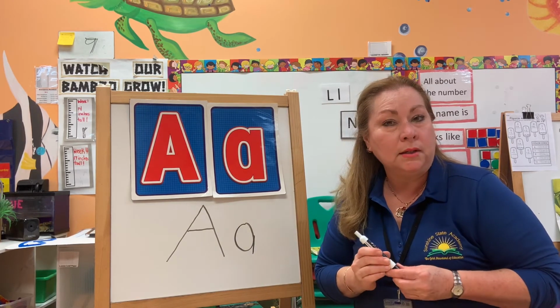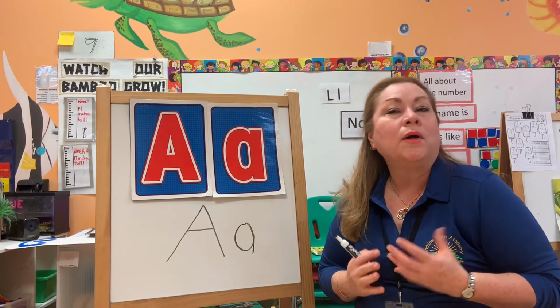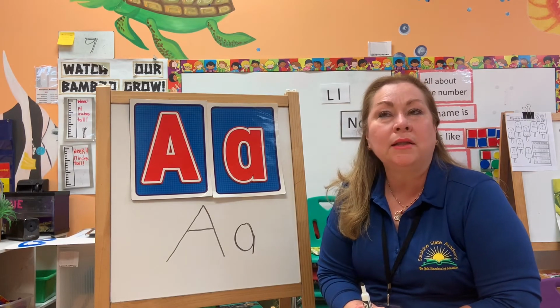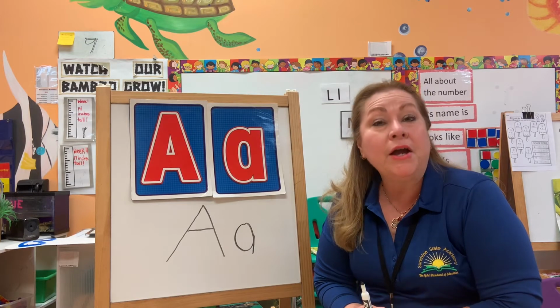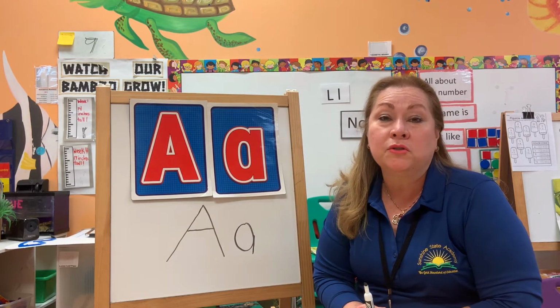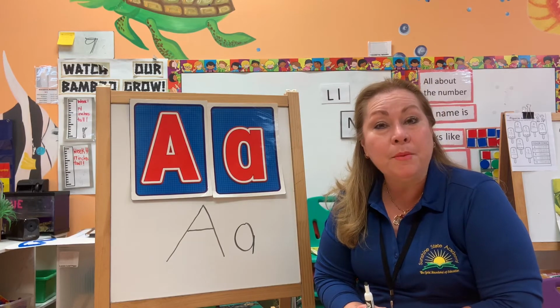A for what? Let's try to figure out what words begin with the letter A. Okay, so when we said airplane, it begins with the letter A. That's why we said airplane. Airplane. Good job, very good.